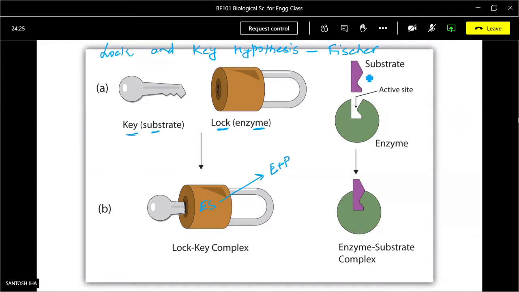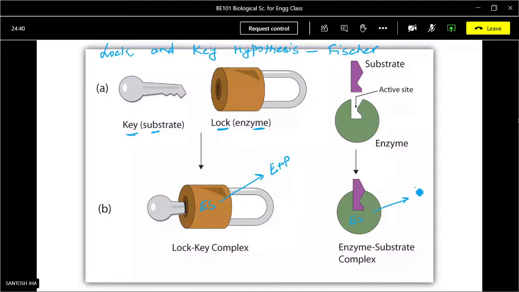So here you can say this is the substrate and the enzyme having these complementary binding sites or active sites for the substrate. Now when the substrate fits or gets attached with the active sites, then there is a formation of enzyme substrate complex.